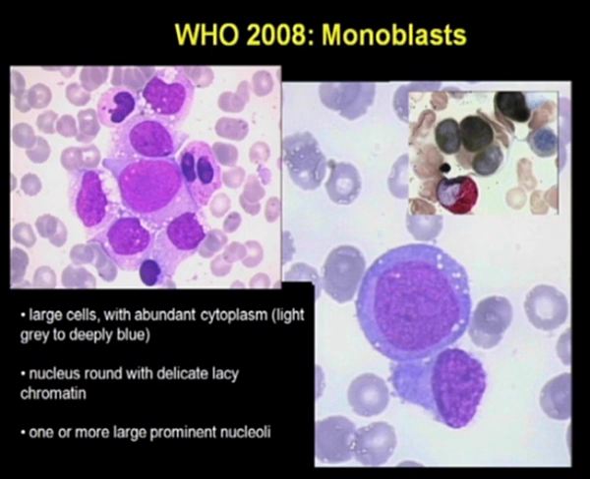What is a monoblast? Monoblasts are large cells, usually having abundant cytoplasm. The color of the cytoplasm can be from light gray to deep blue. The nucleus is usually round, and the chromatin is very, very delicate, very lacy. And usually there are nucleoli, prominent nucleoli.